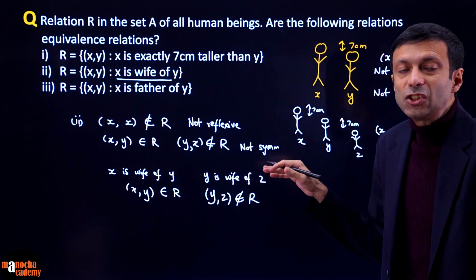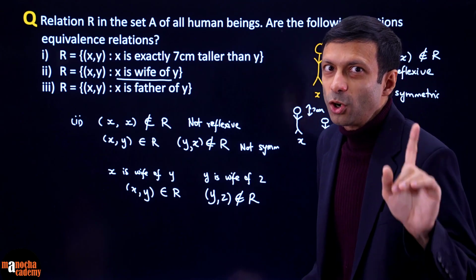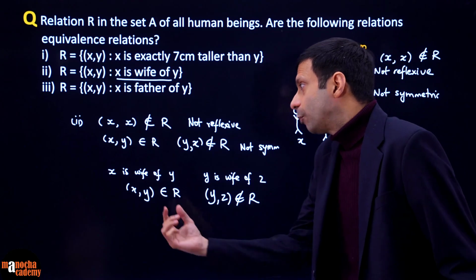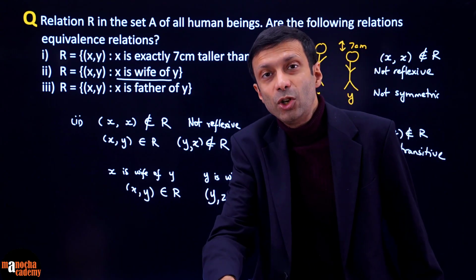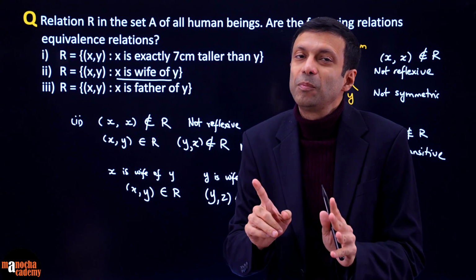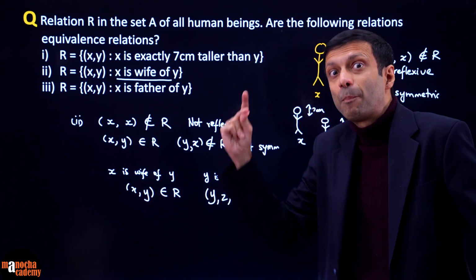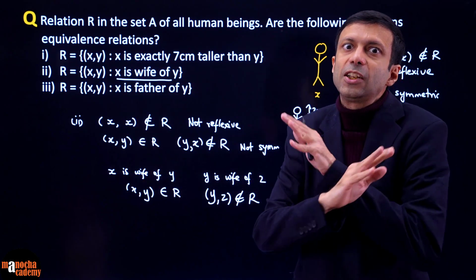So does that mean it is not transitive? Hold on. Remember what I taught you? Transitive has that dangerous thing that only if both x comma y and y comma z exist, only then you have to check whether x comma z exists, right? And then prove it is transitive. So note here, if x comma y and y comma z are both part of the relation and x comma z is not, then we say it's not transitive.